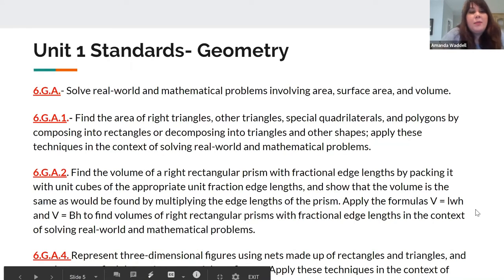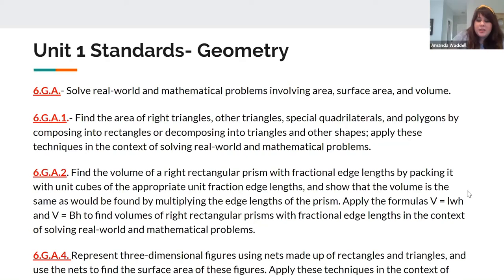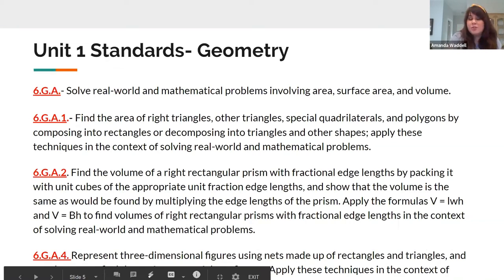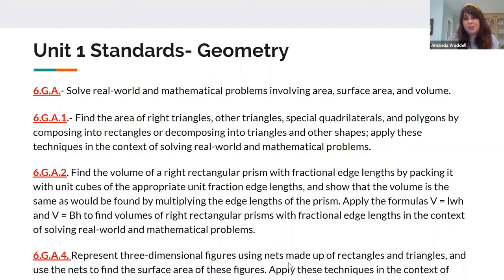So with all of that being said, one thing that's helped me over the years is really understanding what standards we're looking at in Unit 1. There are actually 2 sets of standards. You have geometry standards that are being taught, and then you have expressions and equations standards that are being taught. So if you notice, it's 6.G.A, 6.G.1, 6.G.2, and then 6.G.4. So we actually don't cover 6.G.3, which has to do with coordinate planes. We'll get to that in a later unit, but these are the ones that we cover.